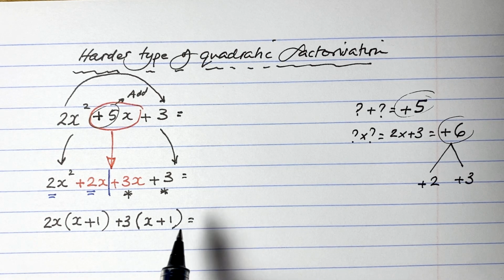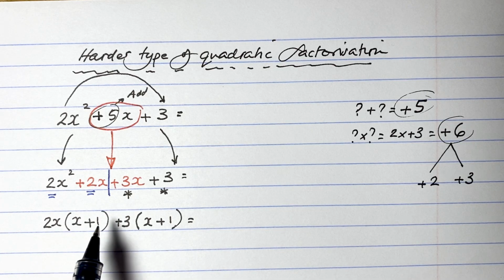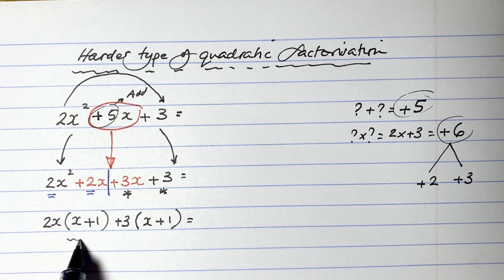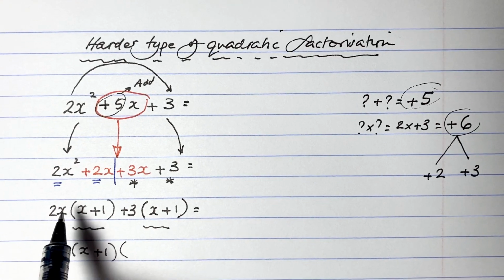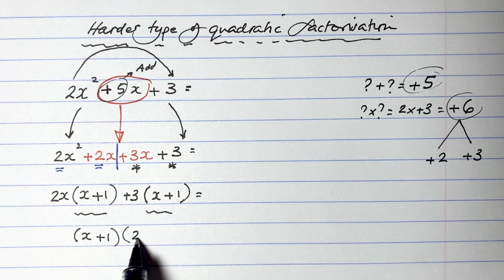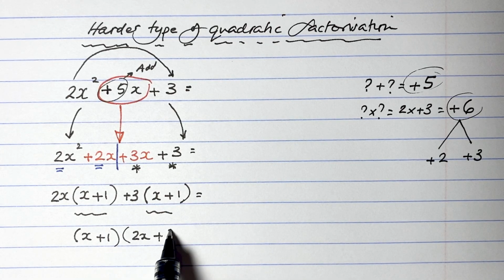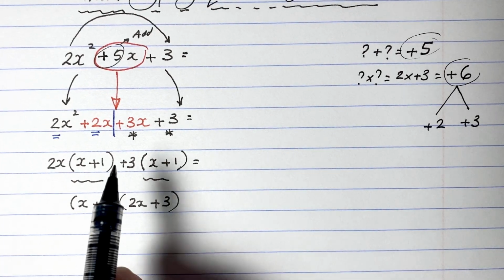So if you remember now, when we did 4-term factorization, when we ended up with 2 brackets, we factorized the common bracket. So that becomes x plus 1. If you divide this term by its bracket, it leaves you with 2x. If you divide that one by the bracket, it leaves you with plus 3. So it's factorized. So this is the procedure.